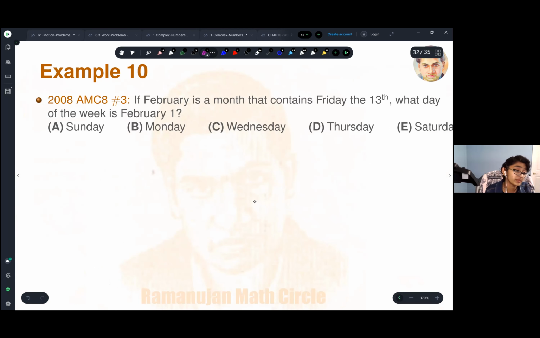Here's an example. If February is a month that contains Friday the 13th, what day of the week is February 1st? I'll give you some time to think about it and maybe quick solve it, and then we can discuss.